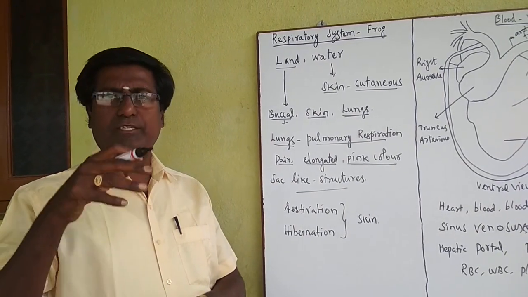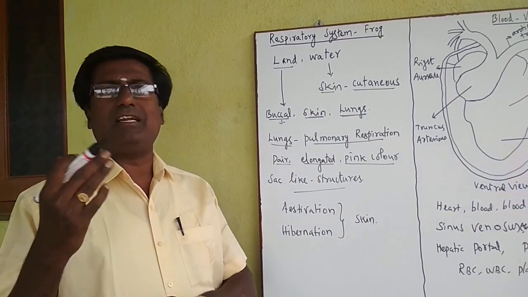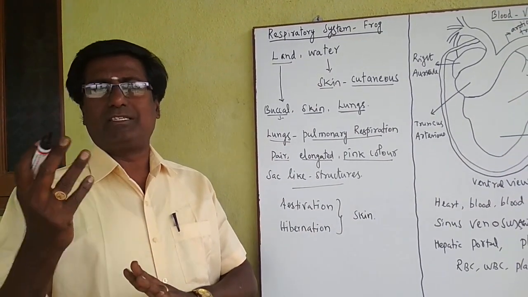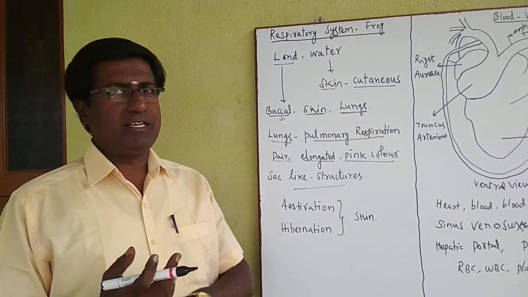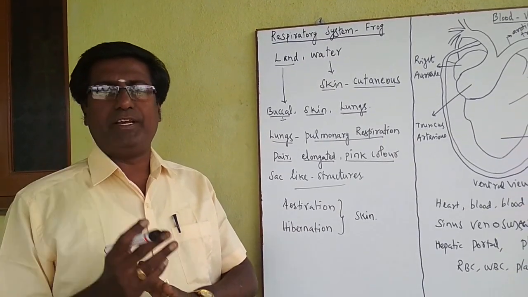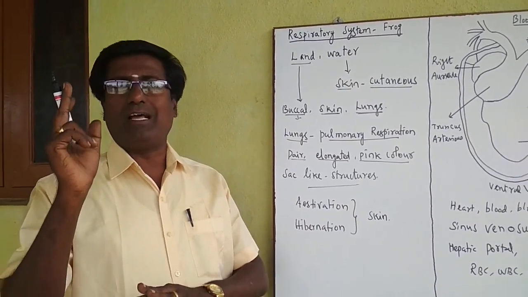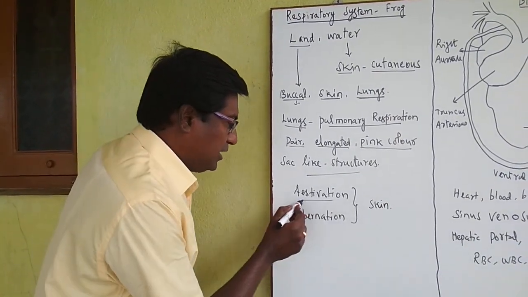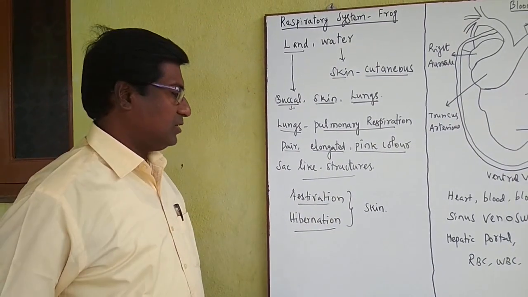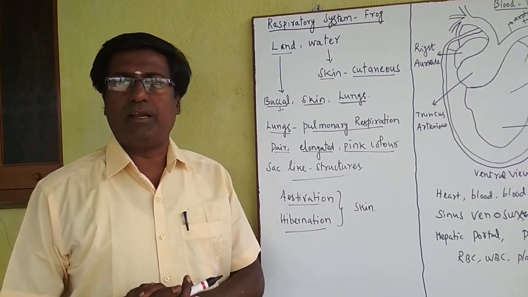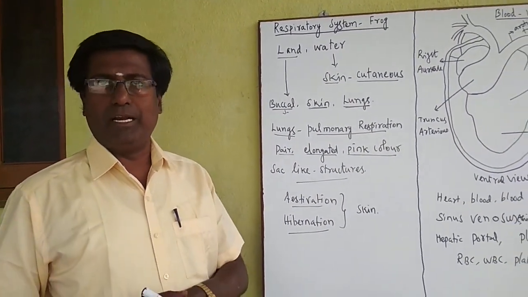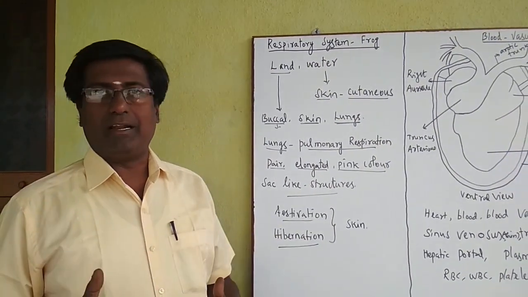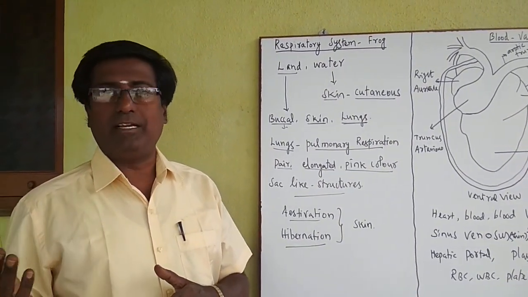Whenever the frog is on the land, skin respiration is also carried out. Skin respiration is called cutaneous respiration. In two situations the frog undergoes skin respiration on land. What are they? One is called aestivation, another is called hibernation. First of all, what is meant by aestivation? Aestivation means summer sleep. If it is too hot, the frog cannot tolerate the temperature.